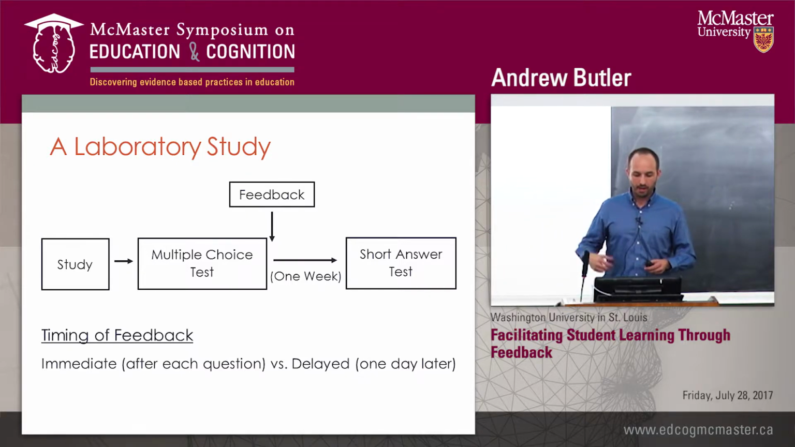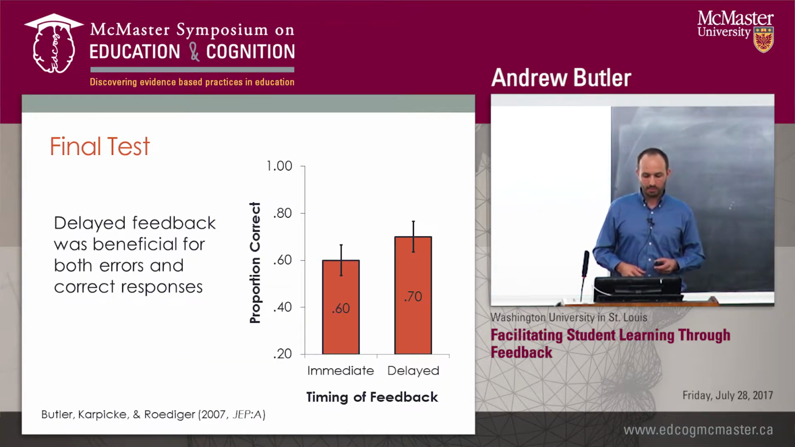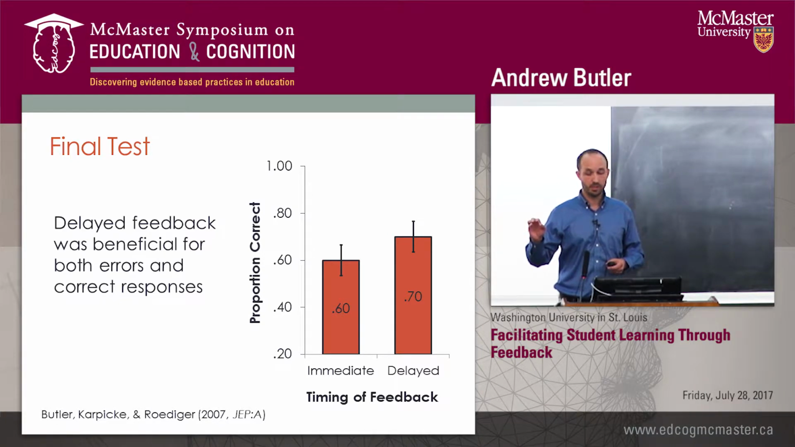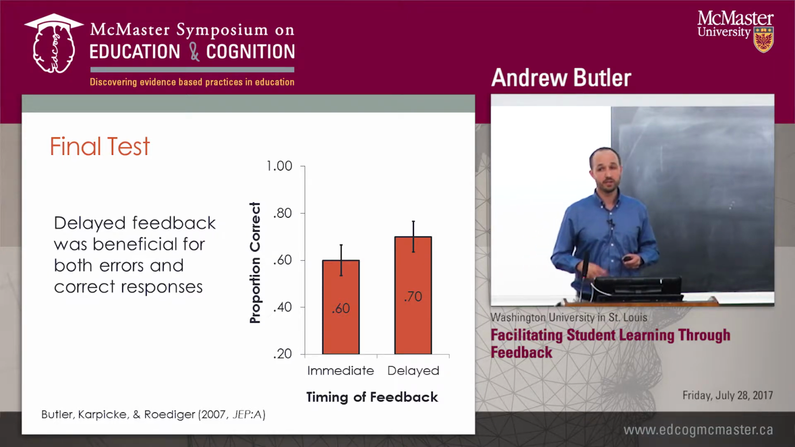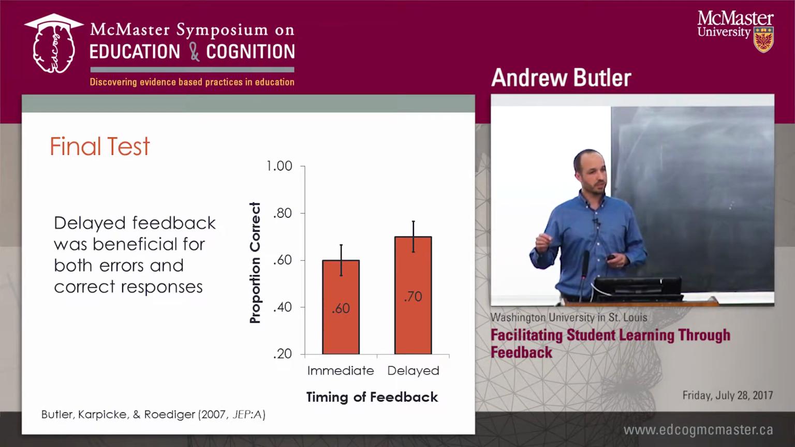A week later, they come back and they get a short answer test. They get basically the same stems from the multiple choice test, but they have to produce the information themselves. Let's see what happens. Here's the data. I'm plotting the proportion correct on that final short answer test. And what you can see here is delaying feedback a day didn't hinder performance. It actually benefited students in terms of their retention on this week-long delayed short answer test. And what was interesting was that this benefit of delaying feedback was present both for information that they had made a previous error for, an incorrect response, but also their correct responses.